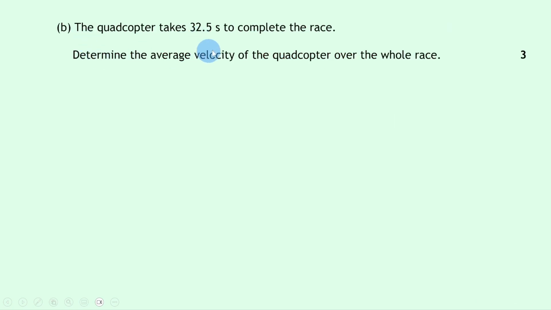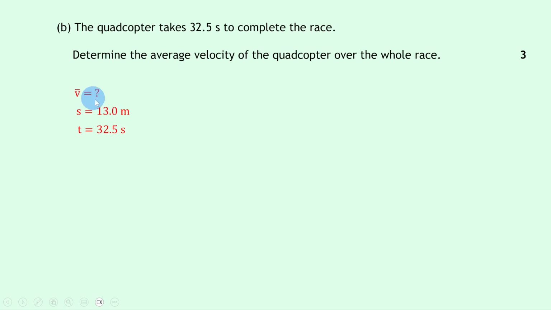Part B says the quadcopter takes 32.5 seconds to complete the race. Determine the average velocity of the quadcopter over the whole race, and there's 3 marks available here. Well, writing down what we know from the question, we're trying to calculate the average velocity v bar. We know the displacement s is 13.0 metres, and that's our resultant displacement we just calculated in part A. And the time t is 32.5 seconds, which we're told up here.